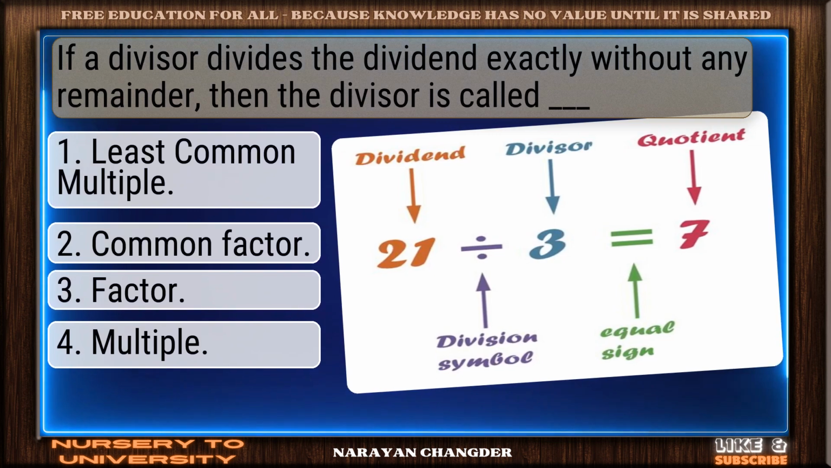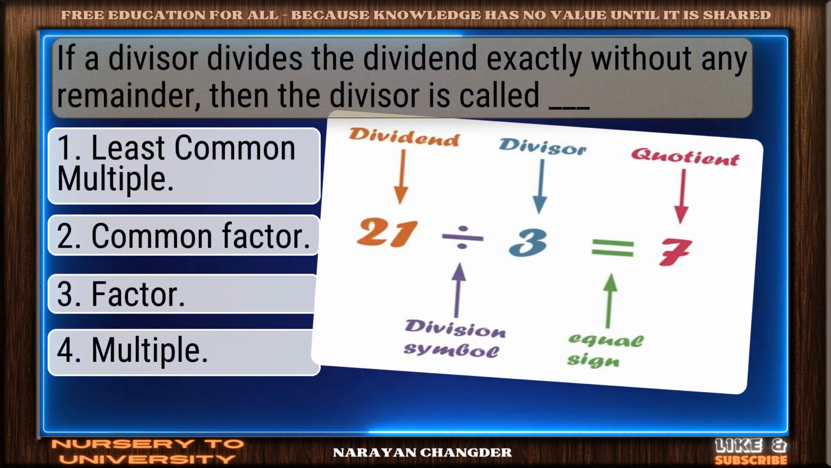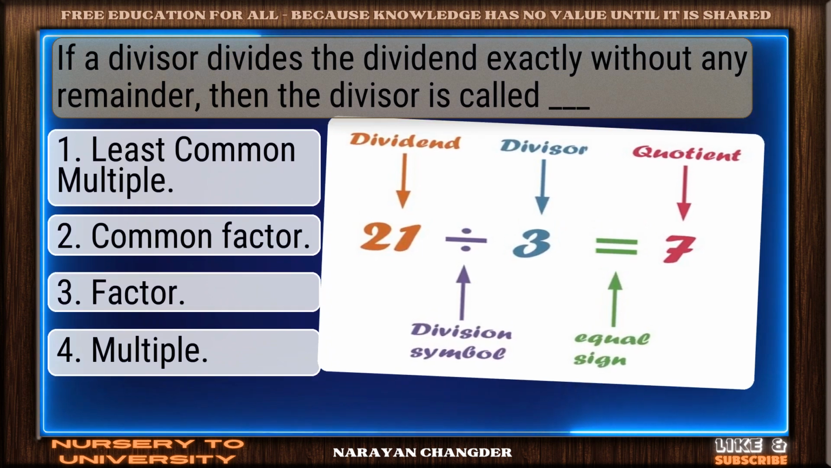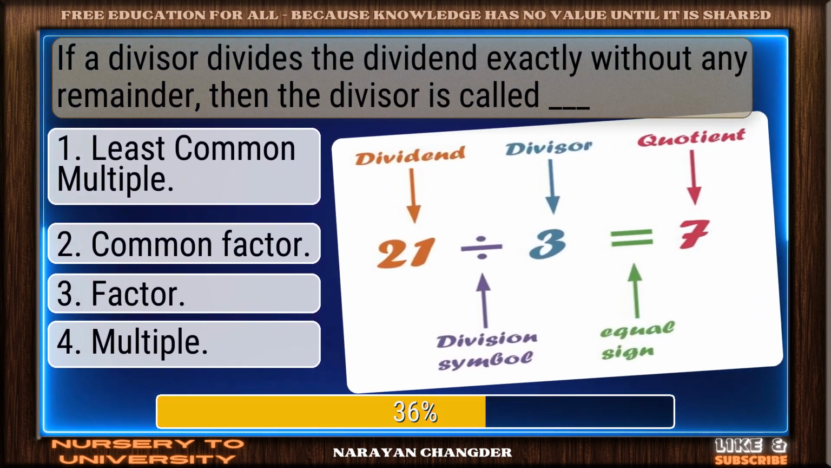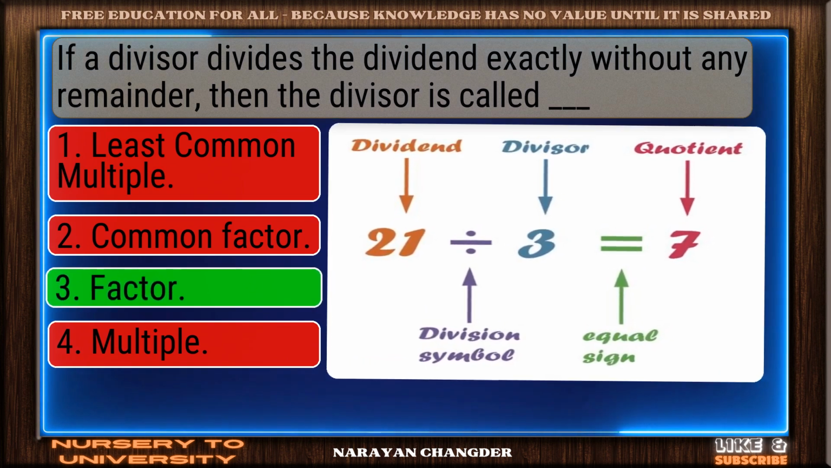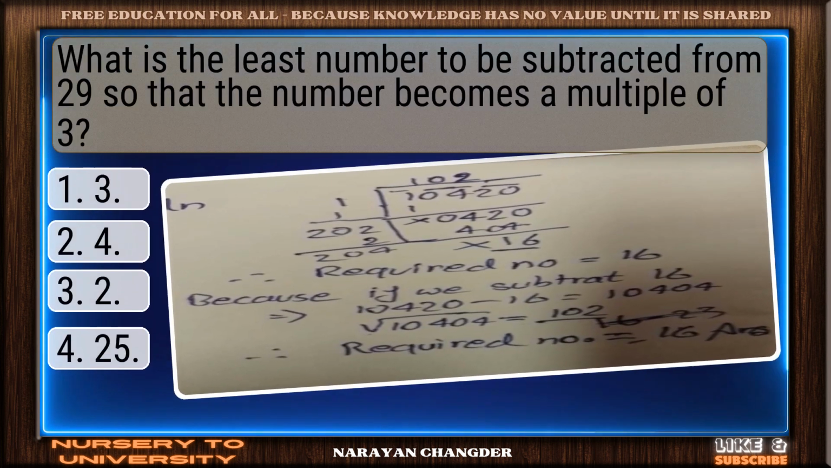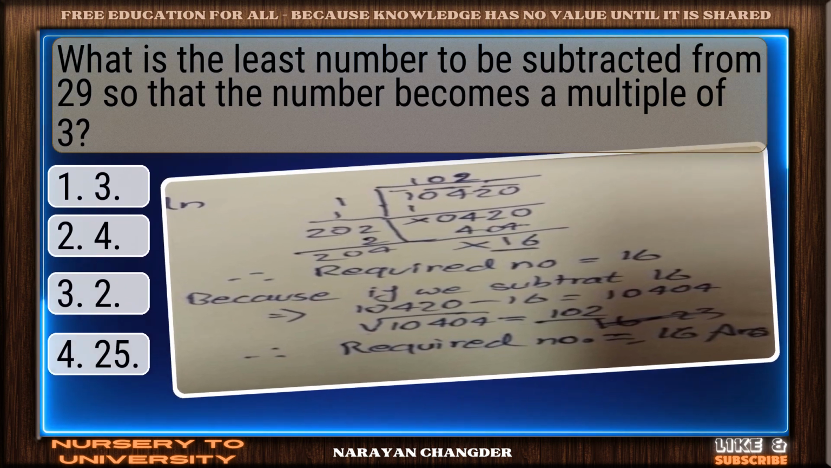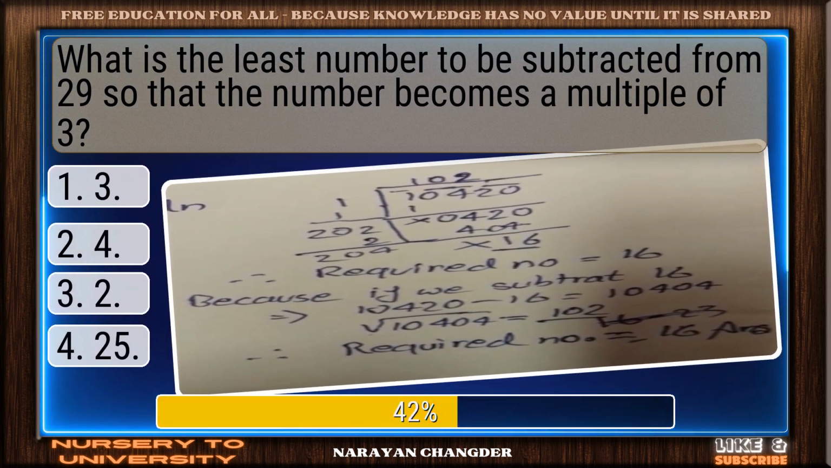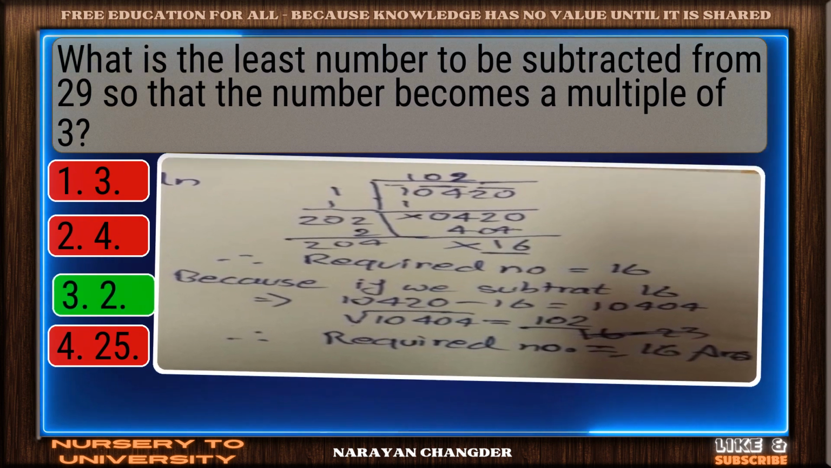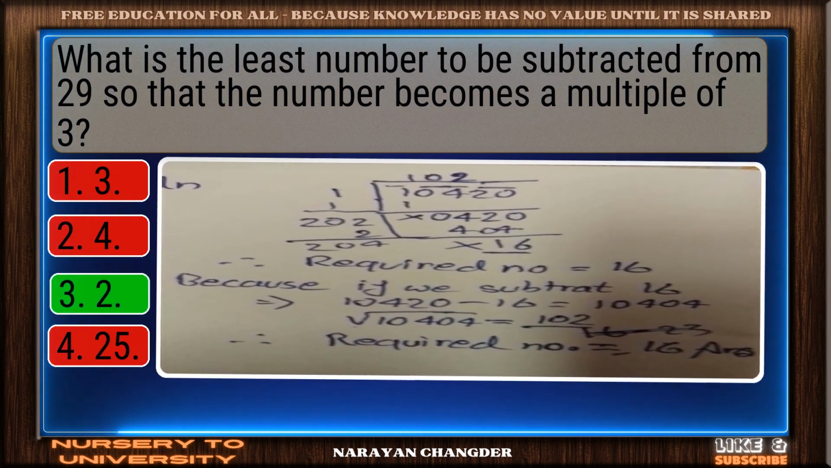If a divisor divides the dividend exactly without any remainder, then the divisor is called dash. Valid point. Factor is true. What is the least number to be subtracted from 29 so that the number becomes a multiple of 3? Exactly. 2 makes sense and it is the right choice.